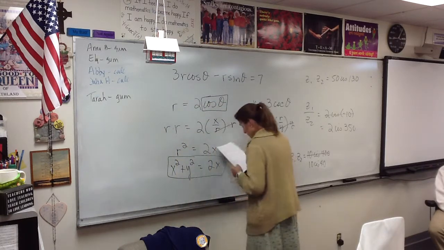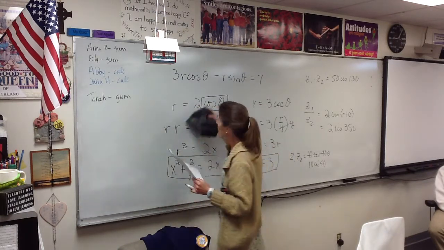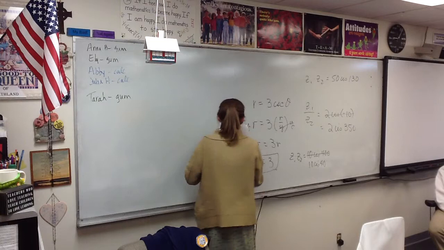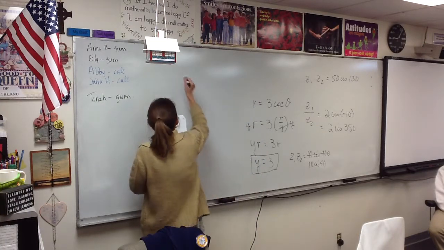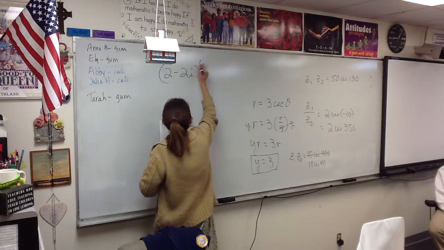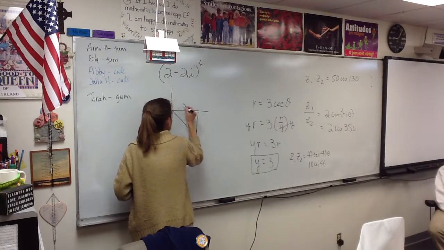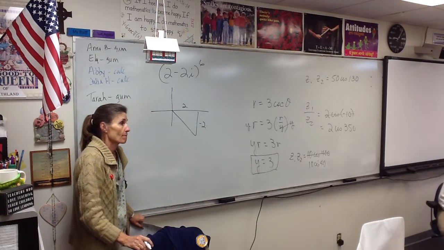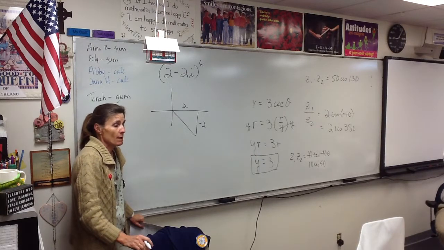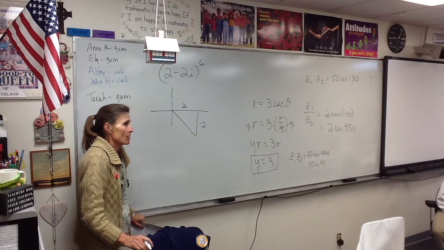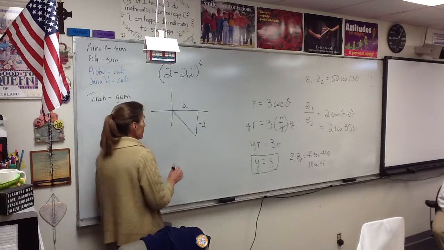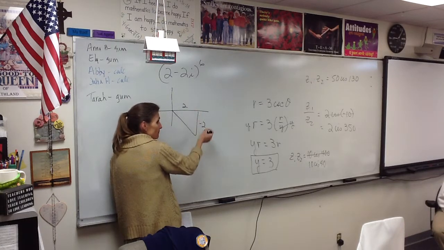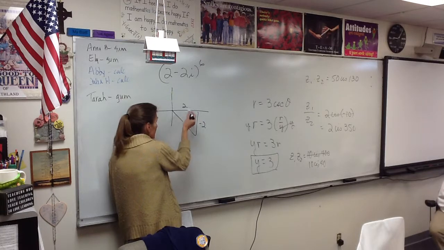Number 8. Okay, this is the big problem. We can do it. How do we start? We draw a picture. So that would be over 2, down 2. Now what? Find r. Find theta. Now, this one's actually easier than you might think. See how these two numbers are the same? Yeah. What does that tell me about my angle if these two match?